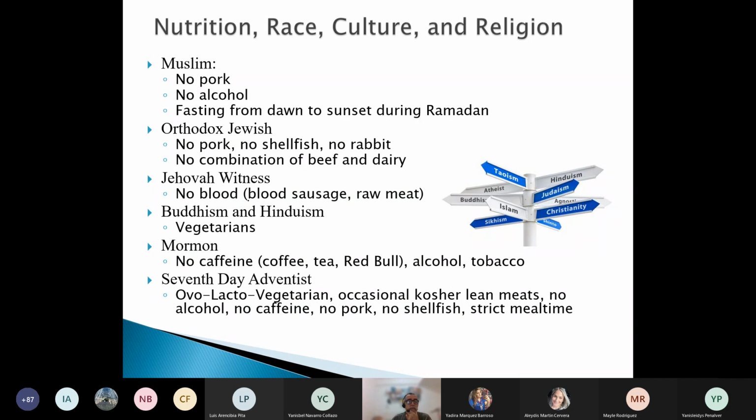Jehovah's Witness is the problem of the blood. So anything that is raw meat or blood sausage is a no-no. So sushi and that, no, for Jehovah's Witnesses. If the client comes from India and practices Buddhism or Hinduism, they are vegetarians. Everybody knows that. Mormon, frequently tested.